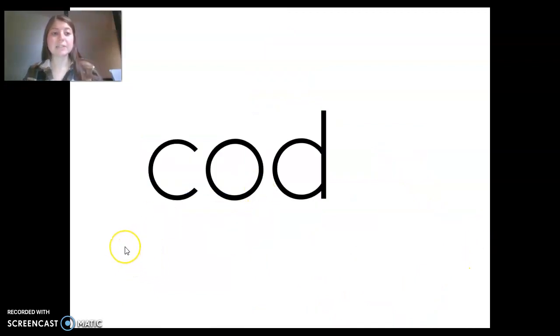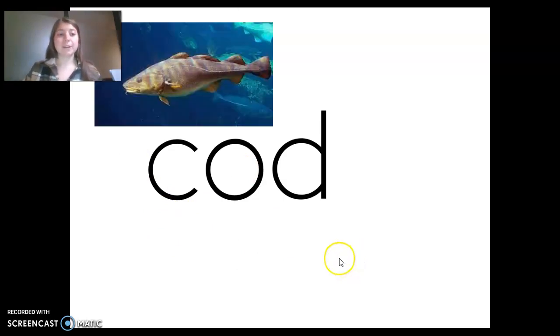Let's practice reading some short O and long O words. I notice that in this word, there's no magic E. And the vowel O is in between two consonants, which means it's a closed syllable. So O is going to make the short vowel sound. O is going to say ah. Cod. Cod is a type of fish.